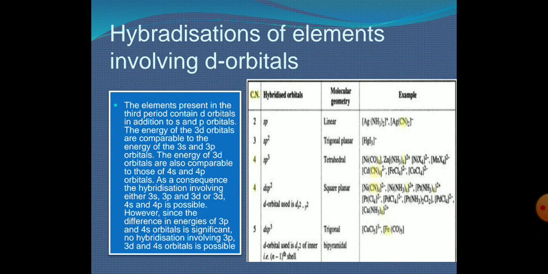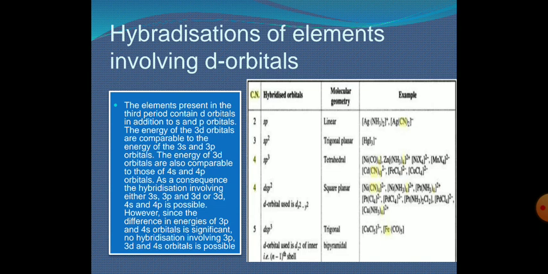Now students, hybridization of elements involving d orbitals. For such examples, we are going to consider a table. Here we have mentioned coordination number, hybridized orbitals, molecular geometry and examples. The elements present in the third period contain d orbitals in addition to s and p orbitals. The energy of 3d orbitals is comparable to the energy of 3s and 3p orbitals.